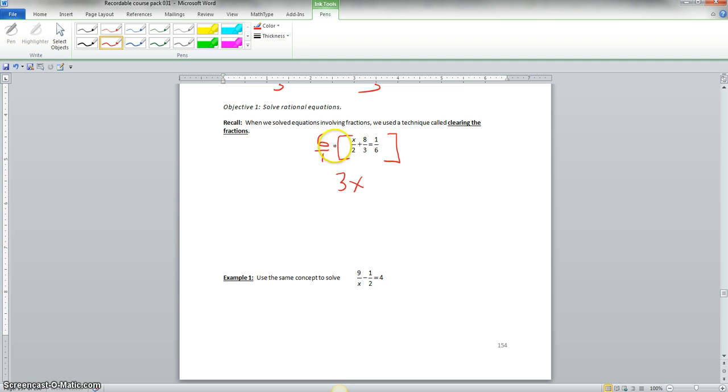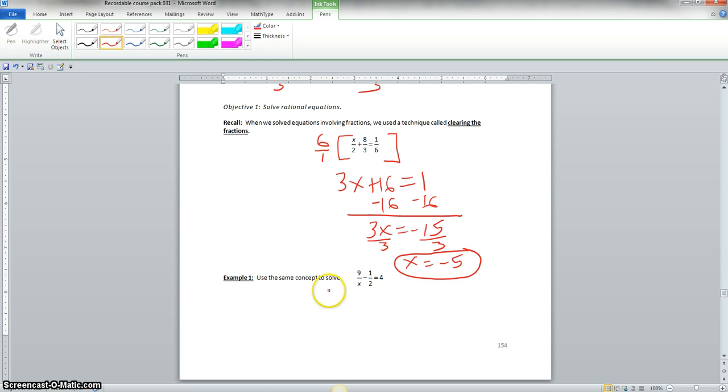Now we'll say how many times does 3 go into 6? 2. And we'll take 2 times 8, which is 16. These 6's will simplify out, and that would just leave us 1. Now we can solve the equation. We'll subtract 16 on both sides, and we'll have 3x is equal to negative 15. Divide each side by 3, and x is negative 5.